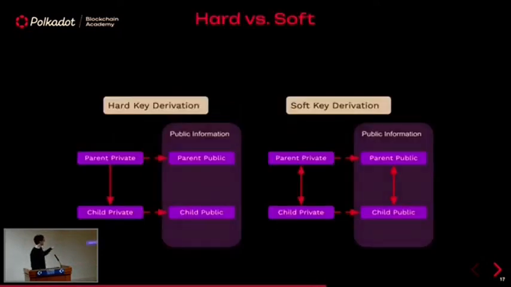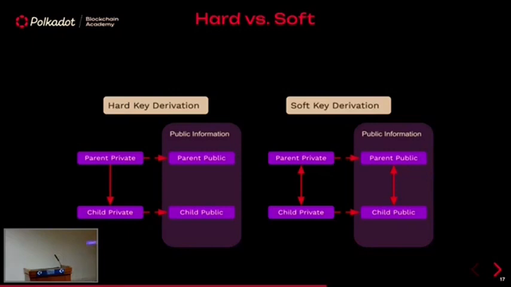A hard derivation is where you start from your parent private key, your secret, and you can use that to derive your child private key. There's no relationship between the public keys whatsoever. You cannot go from your parent public key to the child public key. If you see the child public key, you don't even know it's associated with the parent. That's a hard derivation.